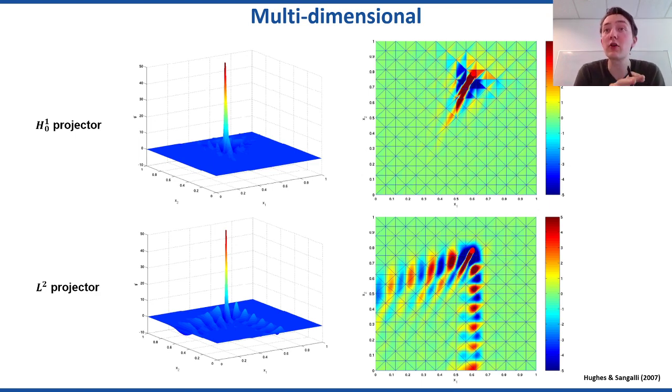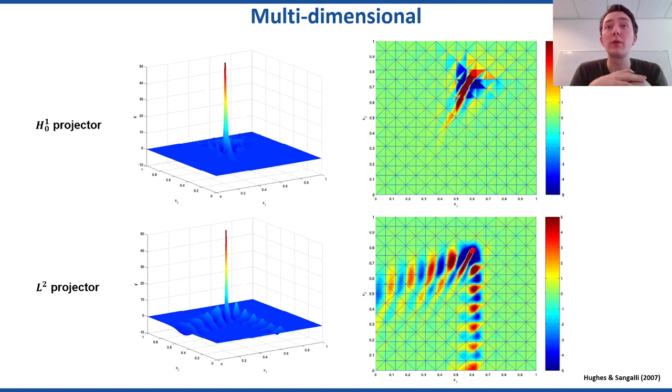Again, the fine-scale Green's function is defined to be the solution in the fine-scale space, and the fine-scale space depends on the projector. So here we again see, for two different choices of projectors, what this fine-scale Green's function looks like. And here we again see that the H10 projector is actually the better projector, not only because it produces better solutions, but also because it produces better scale interaction in general, or interaction with the fine scales.